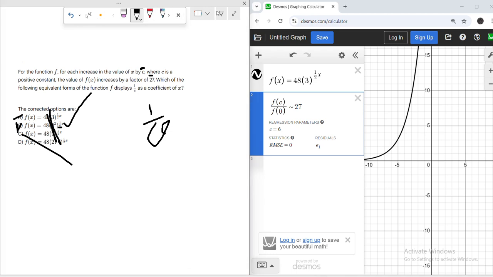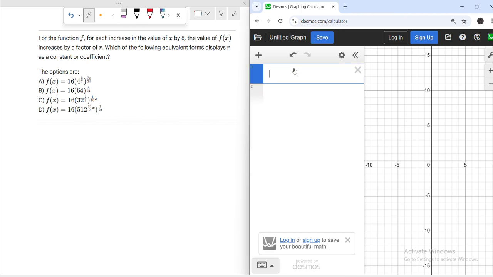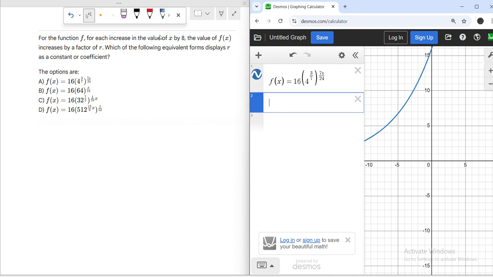Let me show you another example. So here we have another example. Let's do this as well. Simply write the first function here. So I wrote it. So what is there? For each increase in value of x by 8, the factor is r.